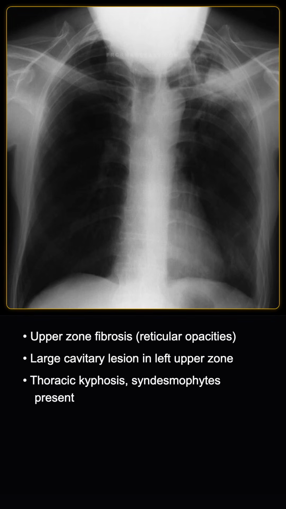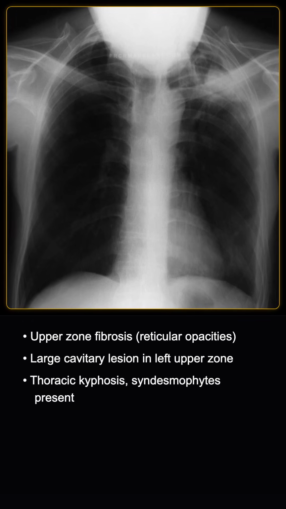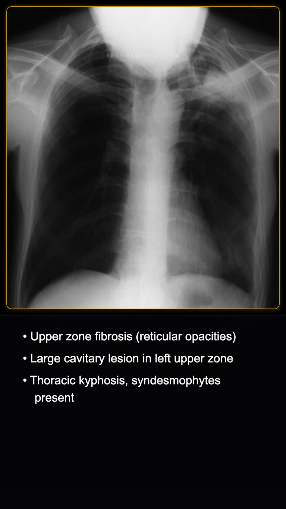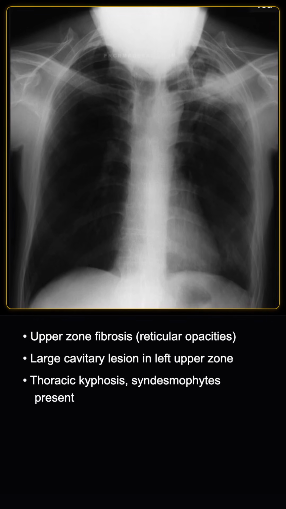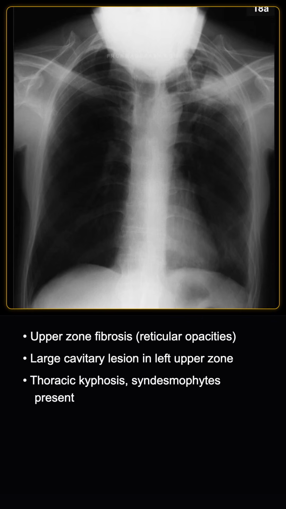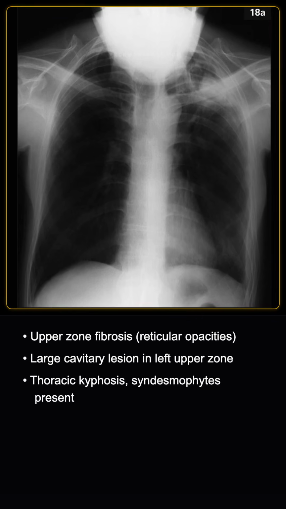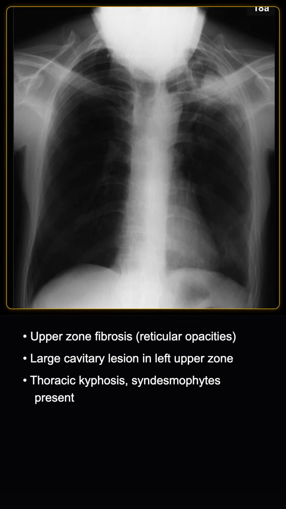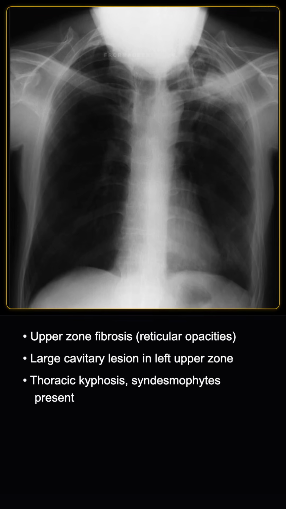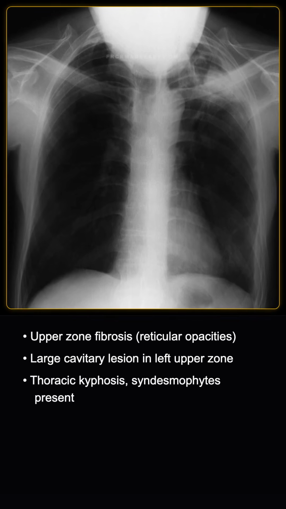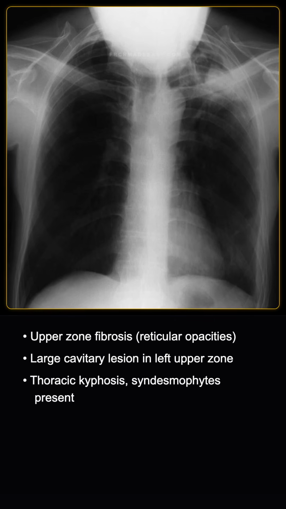Right, so the chest radiograph demonstrates changes of upper zone fibrosis, including bilateral upper zone reticular opacities and elevation of both hila. Crucially, there is a large cavity in the left upper zone containing a soft tissue density mass surrounded by an air crescent. There is also marked thoracic kyphosis, with the head obscuring the apices, and syndesmophyte formation along the thoracic spine.